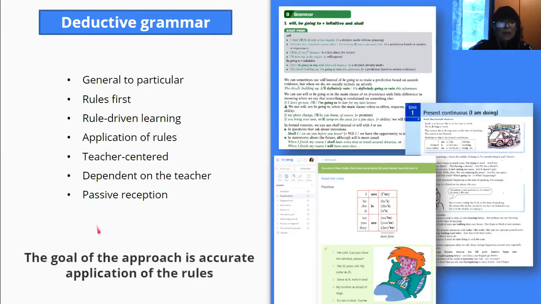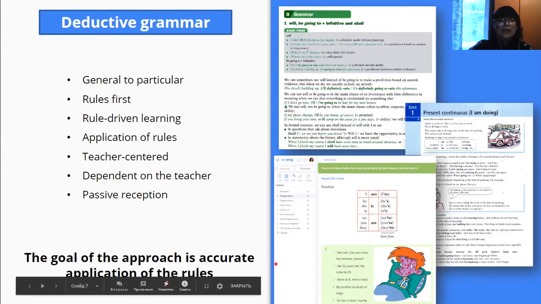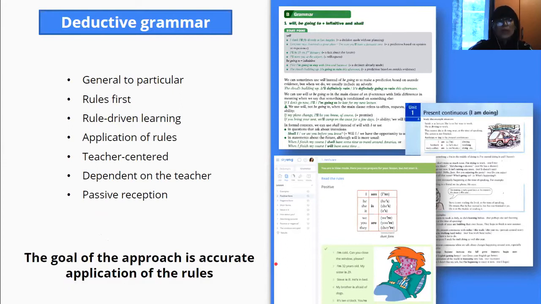Because the main goal of this approach is likely to be the following. Here, there is accurate application of the rule, but it doesn't happen quite often. So if we're doing the lesson deductively, we procedurally imply that our goal is accuracy. Here, the student is more likely to be focusing on the form rather than the meaning. And that is why if we practice in such a way, ideally our students are supposed to be more accurate in comparison with inductive approach. But actually, again, it doesn't happen.